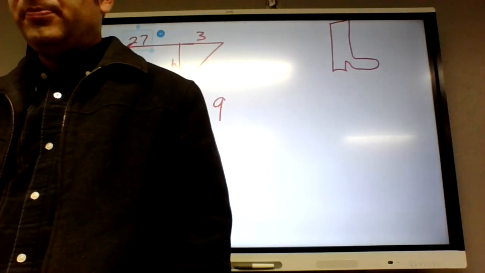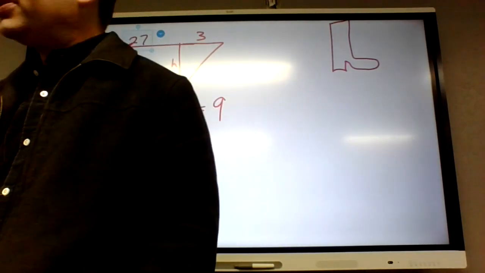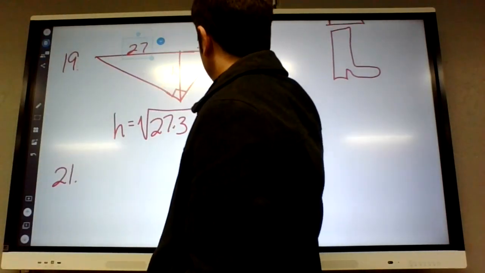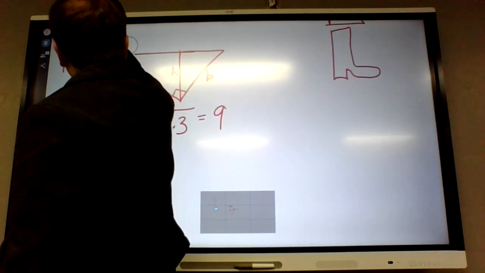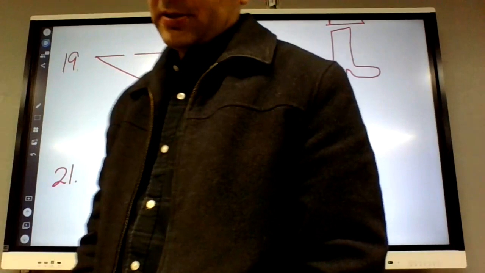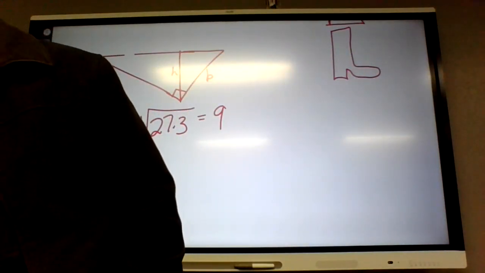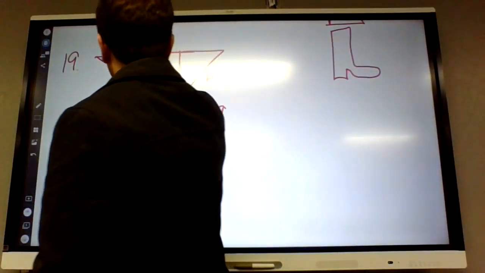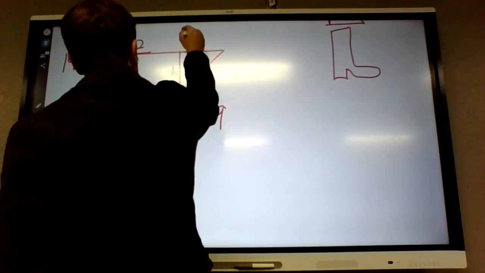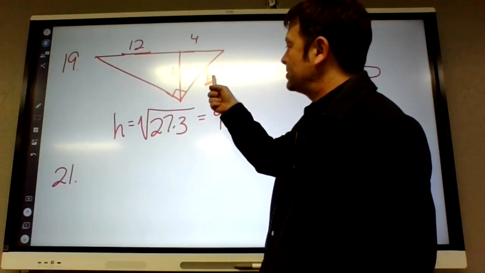I don't know. Number 21 says find XY. So that's like the B value over here. ZW is 12. WX is 4. So if we're going on the side over here, like B, how do I find this?